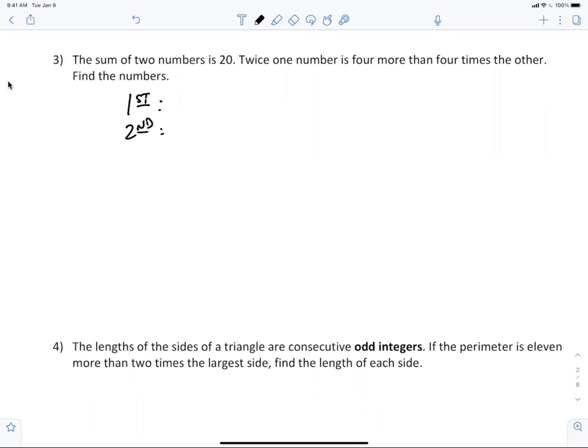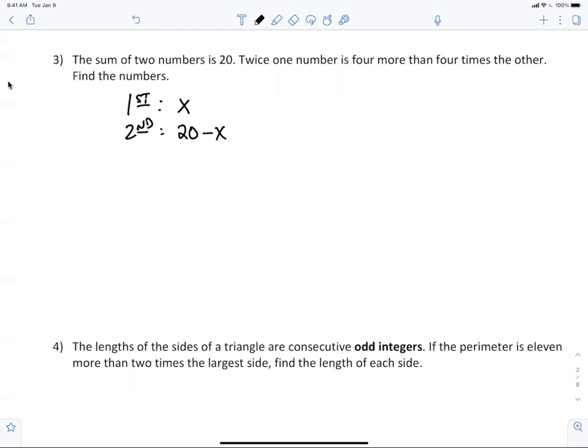Now the hard part, and I said this last week. If the first number is X, someone who's been paying attention can tell me what the other number is. Man, I'm good. 20 minus X. That is, in fact, the other number. Whenever they give you a total and they give you one number, the other number is the total minus X. That's what I need you to write down. 100% sure this problem's on the test.